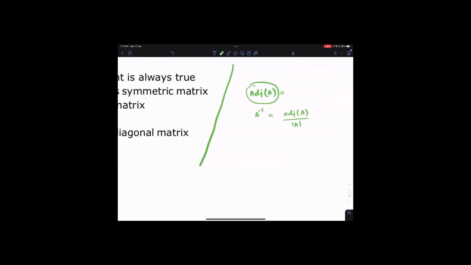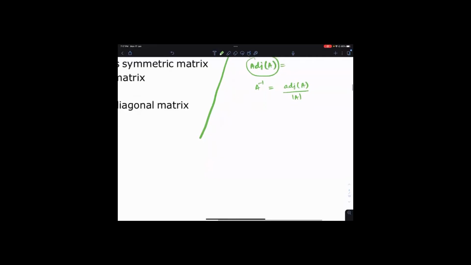Now there are some important rules in adjoint. What are those? I'll tell you. Adjoint of any matrix A is delta into A inverse, where delta is the determinant. That you understand, right? Because I'm just bringing that to the left side. That is the first rule.